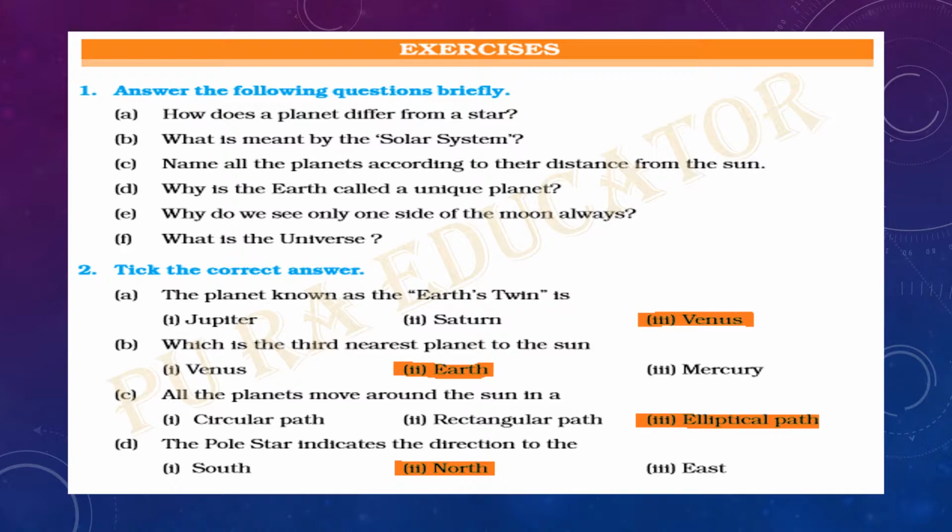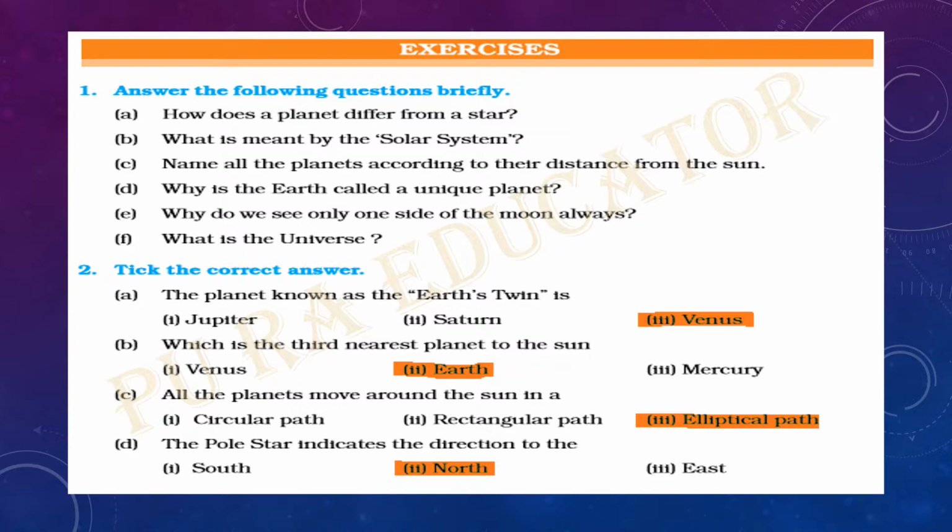Fifth one is, why do we see only one side of the moon? This also I have discussed, that the moon revolves and rotates in about 27 days, so only one side of the moon is always available for us to see. Now we'll see what is the universe. Universe, as I have discussed, is the cluster of galaxies. Friends, I have completed the one section. Now we'll go into the other section.